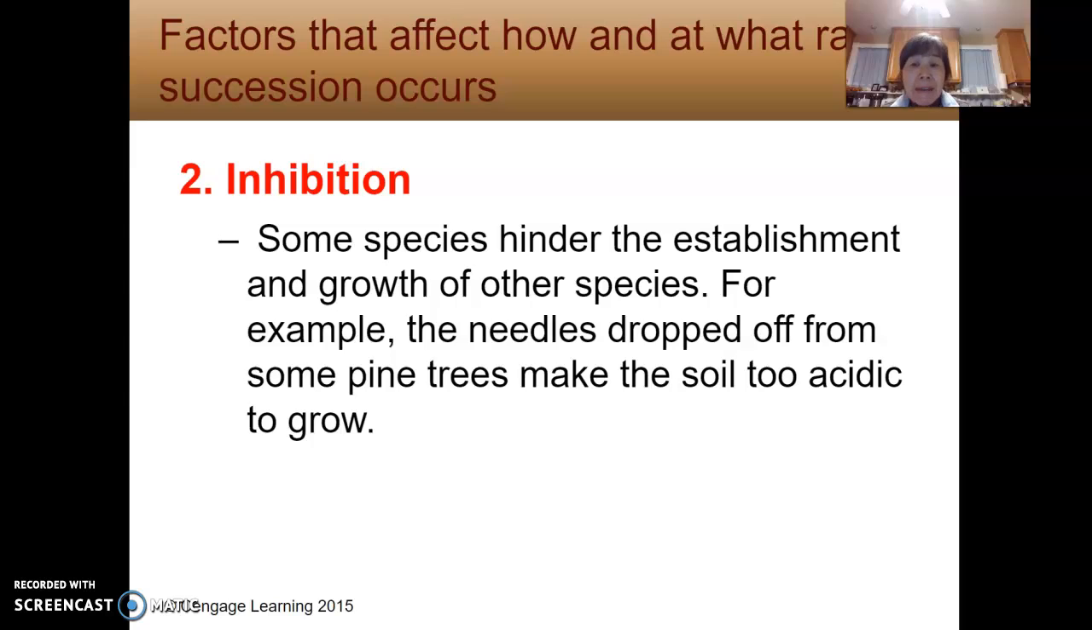On the other hand, you have inhibition. Some species hinder the establishment and growth of other species. For example, the needles dropped from some pine trees make the soil too acidic to grow anything else. So this one inhibits other species from growing.